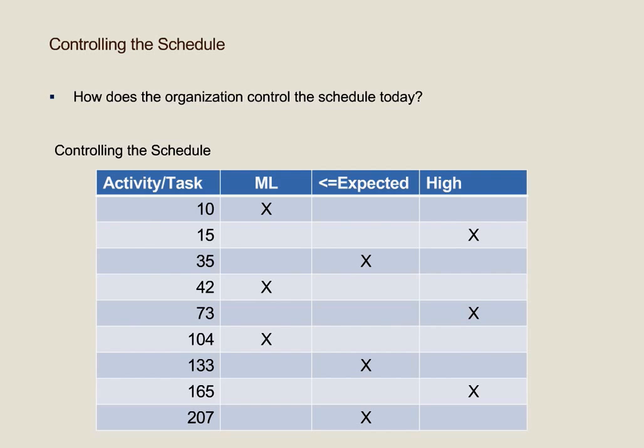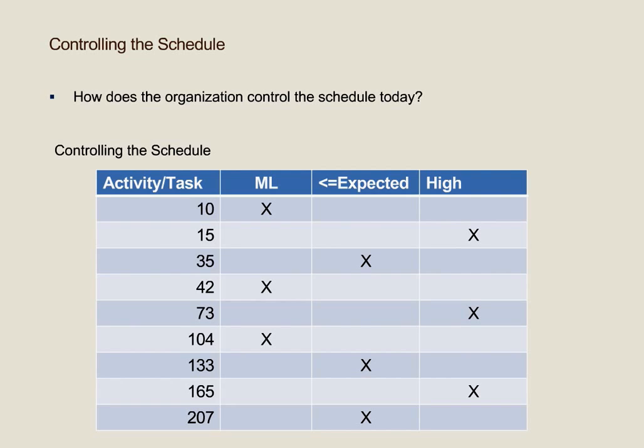The first column shows the identifier of the activities and tasks. As a task is completed, an X is put in the appropriate column. If the task finishes at or before the duration identified as most likely, then the X goes into the column labeled ML. If the task duration exceeds the most likely, but is less than or equal to the expected, then the X goes into the second column. If the task duration exceeds the expected, then the X goes into the column labeled high.